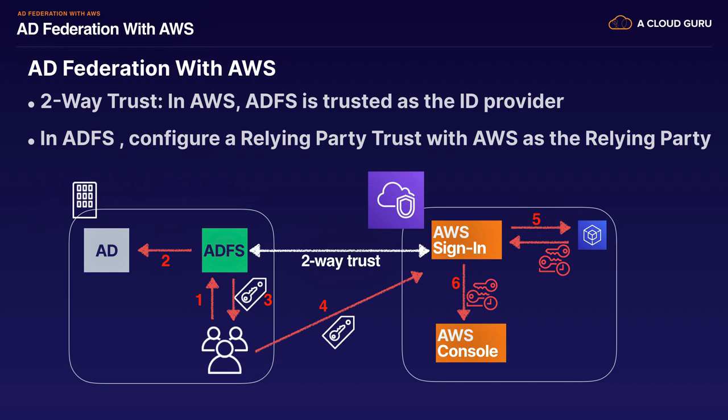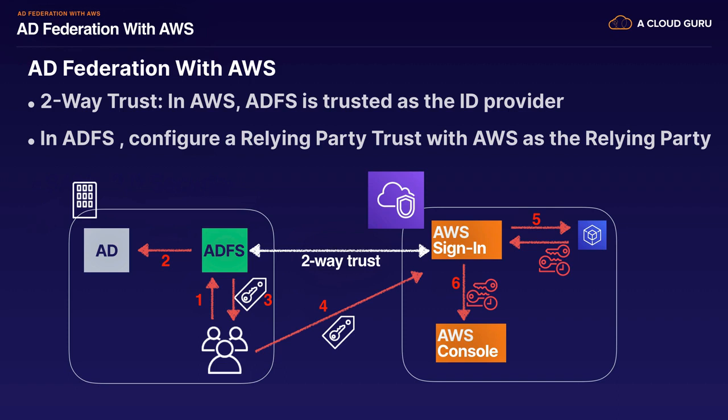Then in step 4, the user's browser will then send that SAML token to the AWS sign-in endpoint. Then in step 5, the AWS sign-in endpoint calls the assume role with SAML API to request temporary credentials to the AWS console. And then finally, in step 6, the AWS sign-in endpoint redirects the user to the AWS console, and they will use their temporary credentials to get access to the console. And from a user perspective, the session is redirected seamlessly without them having to log in twice.